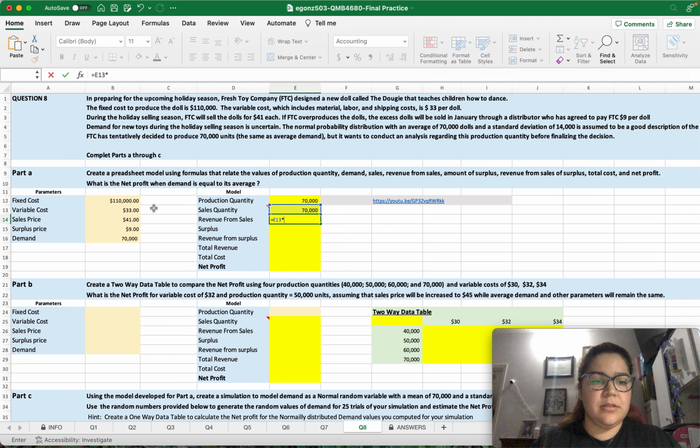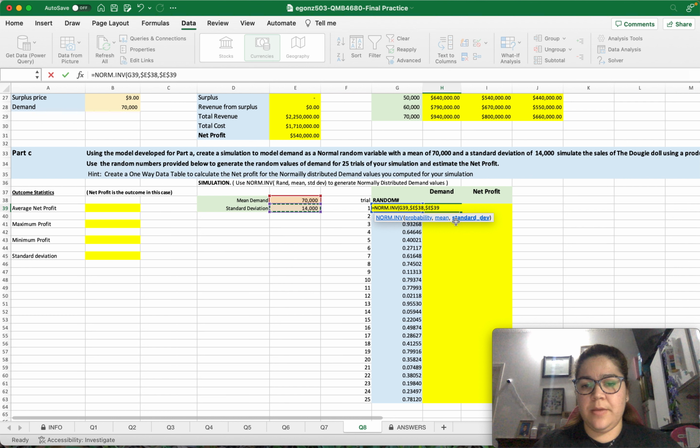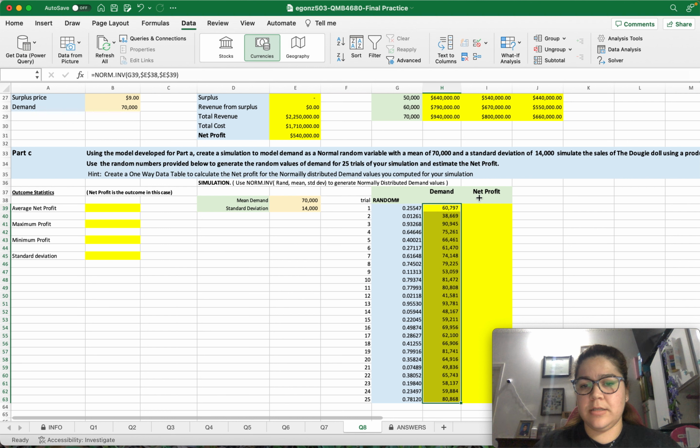All right. So here, to calculate the demand, we're going to use the formula NORM.INV, since it's given to us the demand and then the mean and the standard deviation. So it's going to be the probability. She was kind enough to give it to us, comma my mean. I'm going to anchor it so when I drag it down, it doesn't move. Comma my standard deviation. Again, anchoring it. I'm going to hit OK.